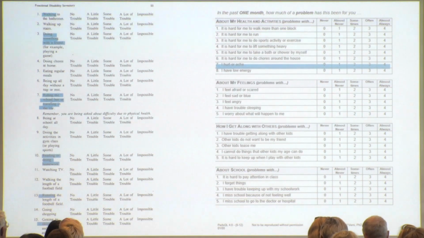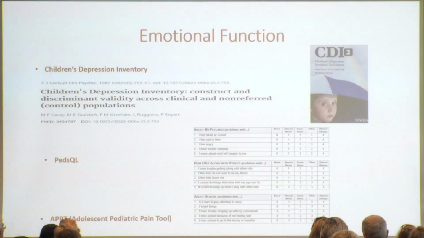The only con is that it only asks one direct question about pain, and the rest, you can have a lot of information, but not related to pain only. Question 7 is directly related to pain. So when we want to evaluate also emotional function, there are many different scales. I only brought the children depression inventory because it's one we use most. PET-SQL, as I said, also evaluates emotions.